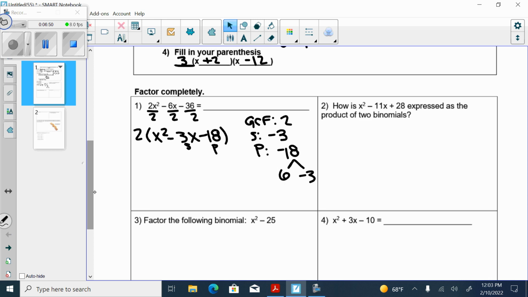So what do you think we need to use? Negative 6 and positive 3. Right. That one didn't work, but negative 6 and positive 3 does add to give us the negative 3 that it was supposed to. Okay.